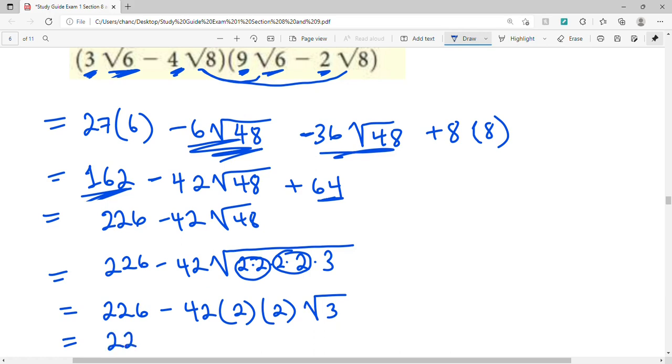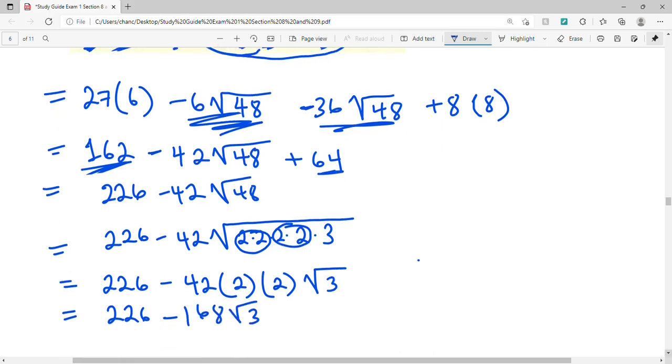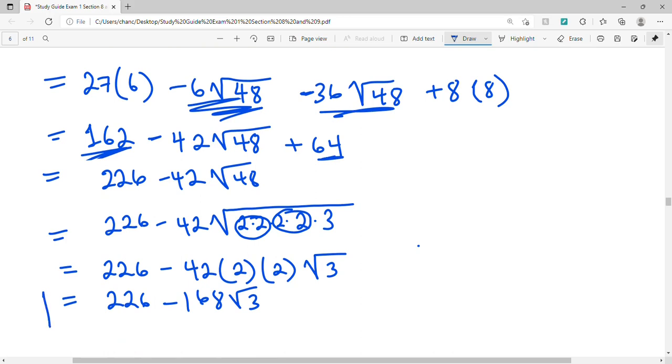This is 226 minus 168 root 3. This is finally our simplified answer. We have 226 minus 168 root 3.